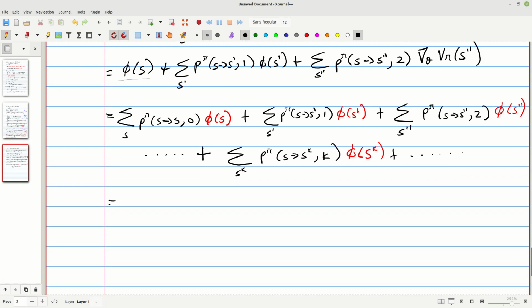And essentially what this boils down to is a summation over x, which is an element of s, times the summation from k equals 0 until infinity of p pi from s to x in k steps times phi of x, right? That's our final expression here.